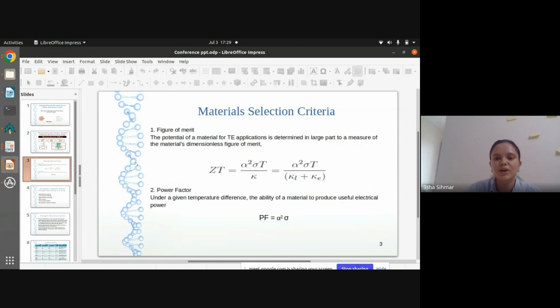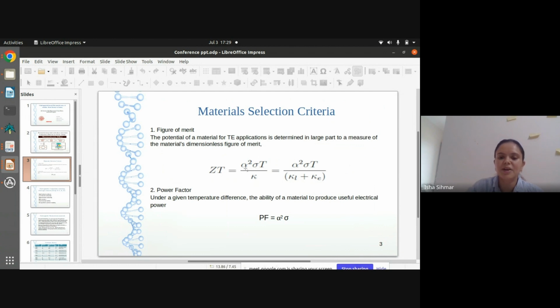Next, we will talk about the criteria for the selection of thermoelectric materials. The potential of the thermoelectric material is determined by a dimensionless figure of merit ZT, which is equal to alpha square sigma T divided by kappa, where alpha is the Seebeck coefficient, sigma is the electrical conductivity, T is the absolute temperature, and kappa is the thermal conductivity.